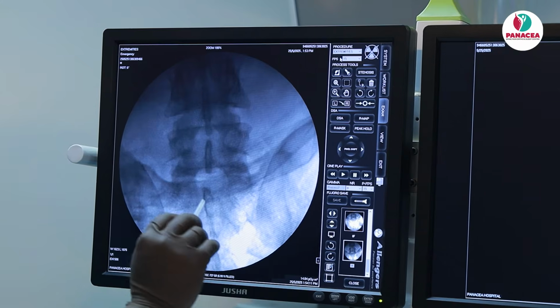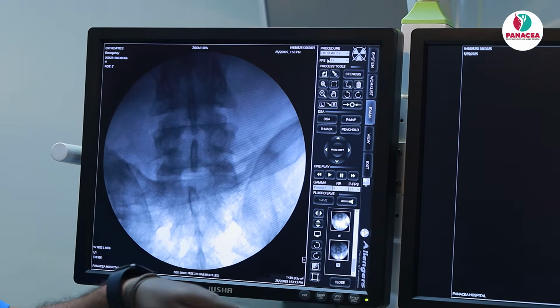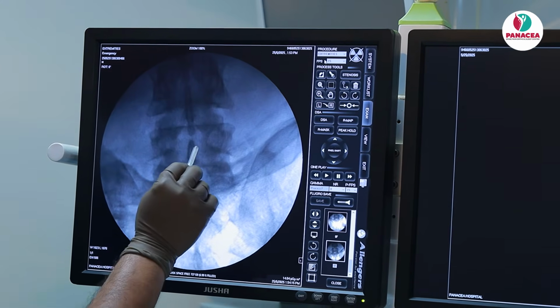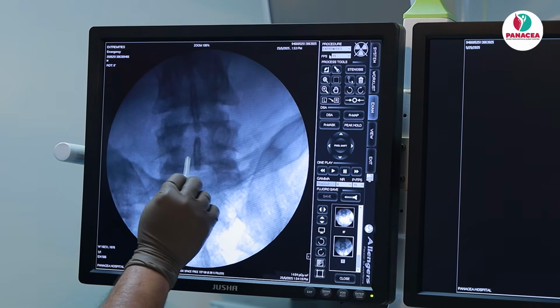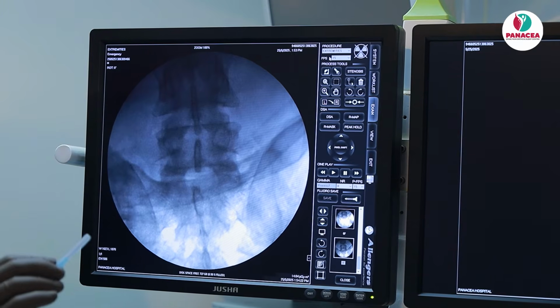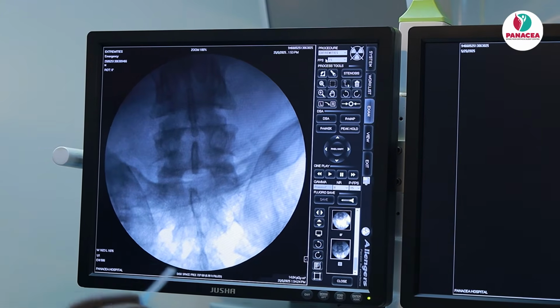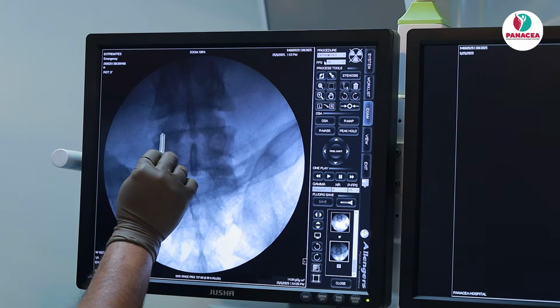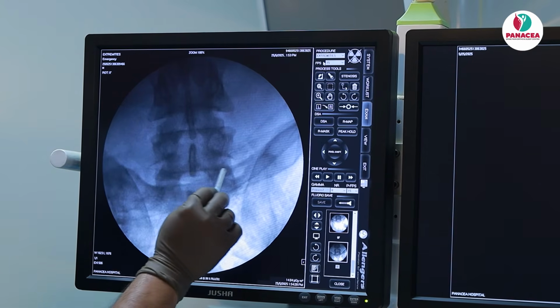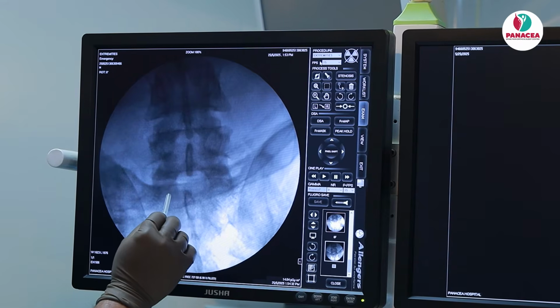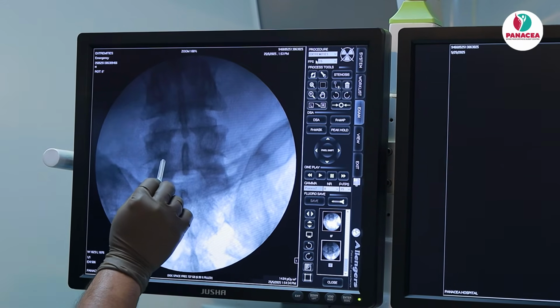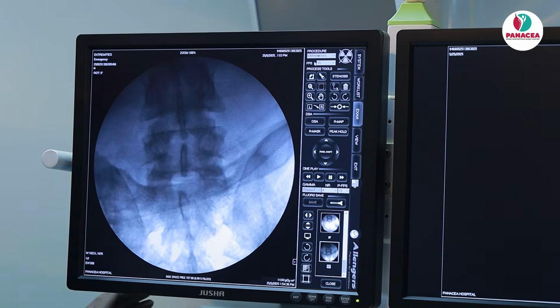AP shot please. Now you see, after tilting the table, the distance between the pedicle and the spinous process is made equal. So our purpose is solved. But the second thing is we have to square the end plates. Now if you look here, this is L5, this is S1. Our target area is the L5-S1 foramen.